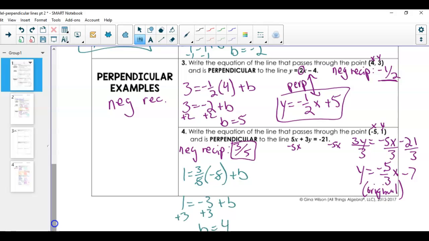So my new equation is going to be y equals my negative reciprocal slope, 3/5 x, and my new y-intercept, plus 4. So these two are perpendicular.